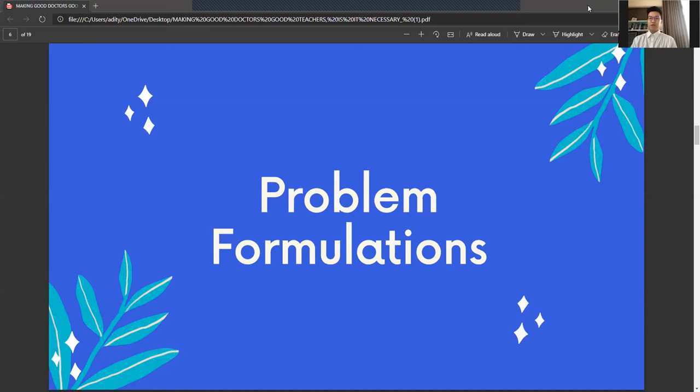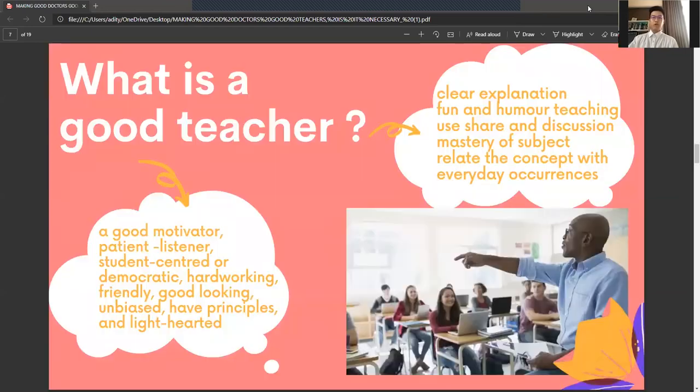Okay, so I'm going to explain the problem formulation in this literature review. The first one is, what are the impacts or consequences when doctors are not good teachers? The second one is, what are the qualities a doctor must possess in order to become a good teacher? The third one is, what challenges are there during good doctor or teacher training in medical education? And the last one is, which methods should be used in teaching professionalism?